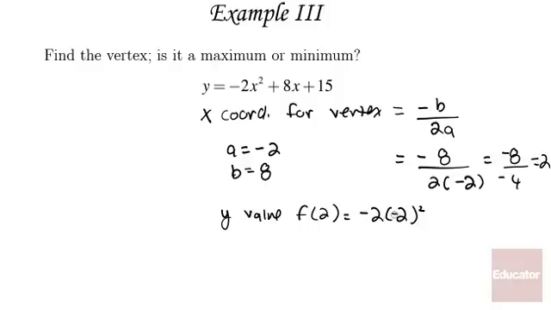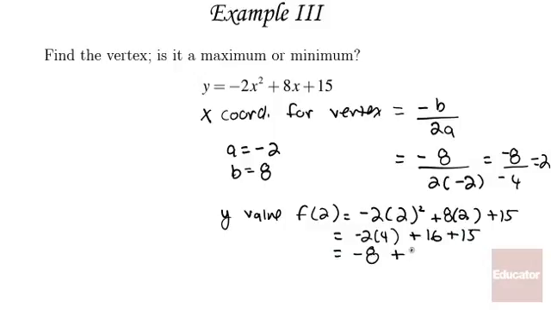Excuse me, positive 2. That is a positive 2. So negative 2 times 2 squared plus 8 times 2 plus 15. So this comes out to negative 2 times 4 plus 16 plus 15, or negative 8 plus 16 plus 15. And this will give me a value for y that is 23. So I have my x value for the vertex is 2, and the y value is 23.